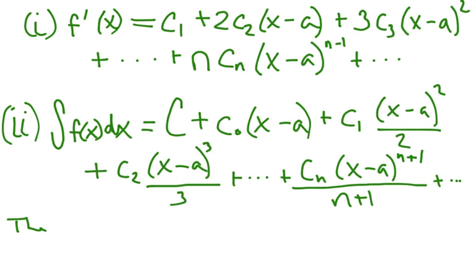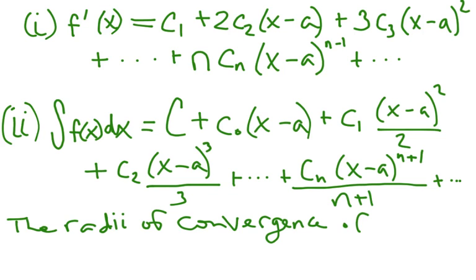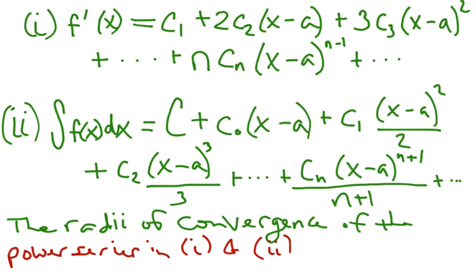One last little sentence here. The radii of convergence of the power series in parts 1 and 2 are both capital R. I was supposed to switch colors and I forgot. So in other words, in taking the derivative of a power series with radius R, or taking the antiderivative of a power series with radius R, those derivatives or antiderivatives still have the same radius as the original power series. Doesn't change anything.